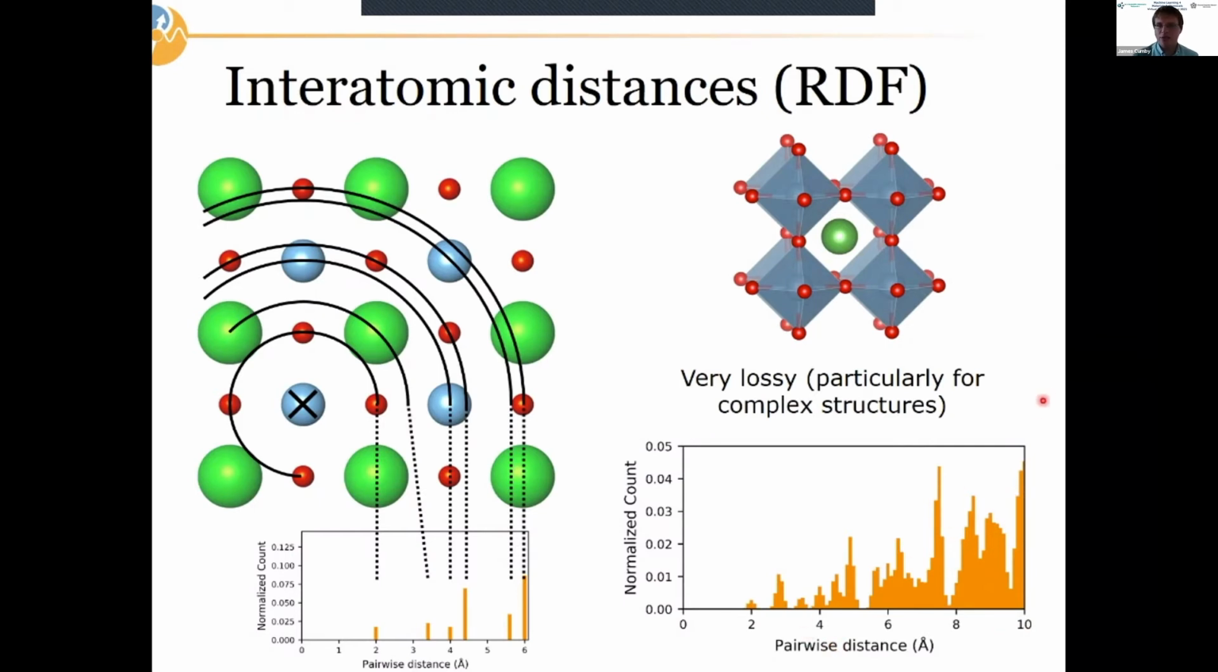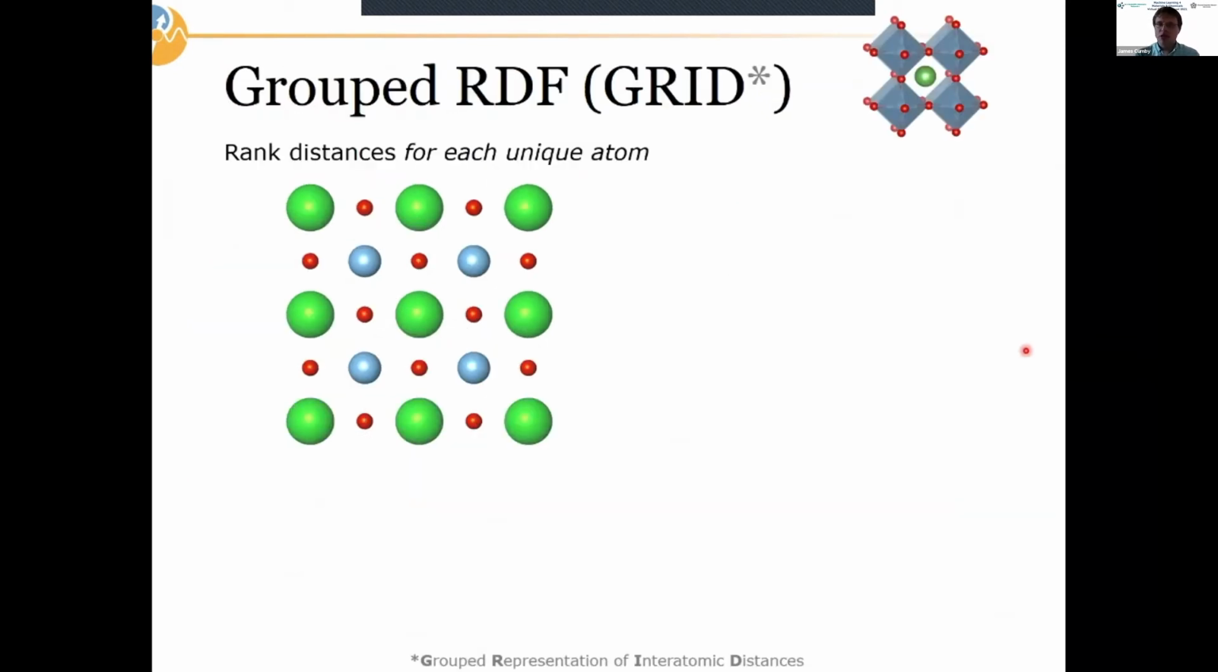So our idea was to take that RDF approach and instead group it together. So try and keep the same information, but actually get better information from it. It's a very simple idea in a sense. You just rank the distances for each unique atom. So just to walk you through an example, you first look at your structure and work out how many unique atoms you've got. In this case, I've just highlighted some spread out translationally just to simplify how I display it. And for each of them, you first find what is their shortest distance.